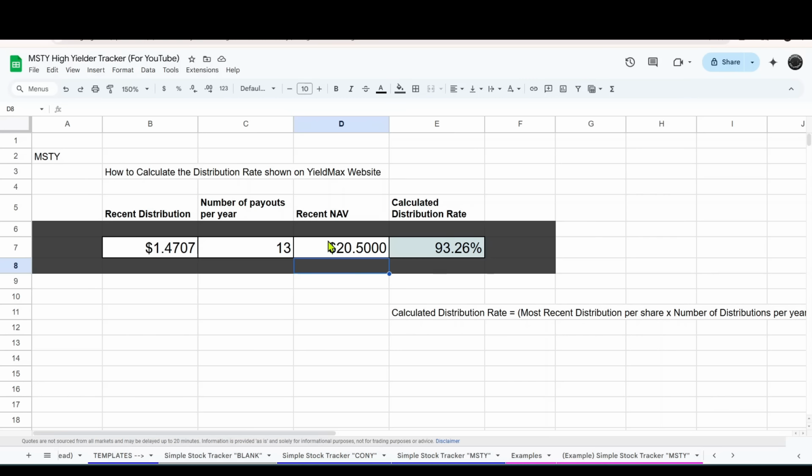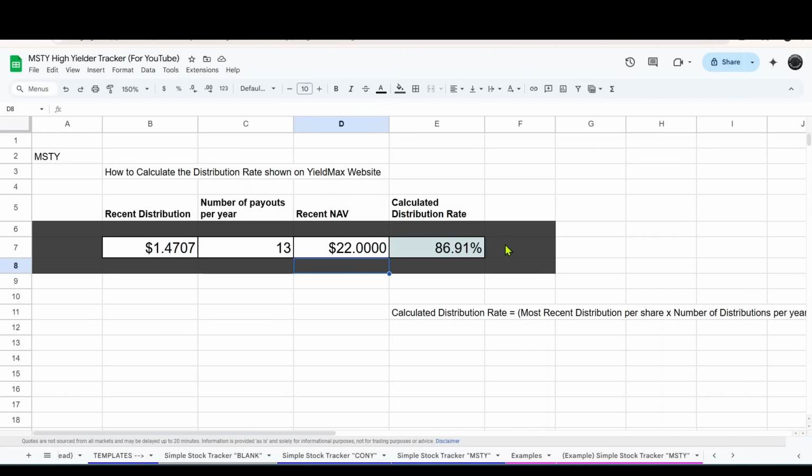So as this price of MSTY is increasing and the distribution rate is the same for that period of time, then this distribution rate that's being calculated is going to decrease, because as this price and the NAV of MSTY increases from $20.50 to $21, boom, now we're at 91, and then to $22, boom, 86. So see, this is decreasing.